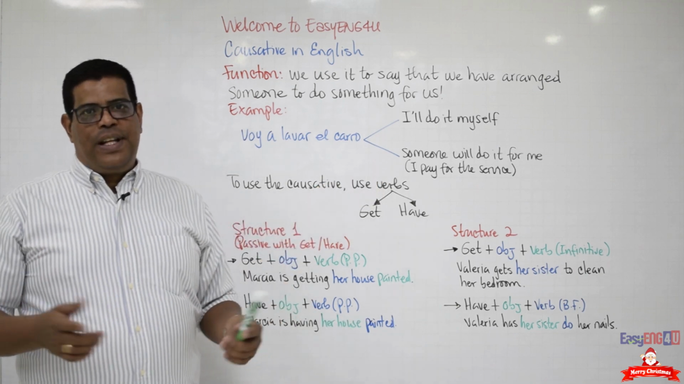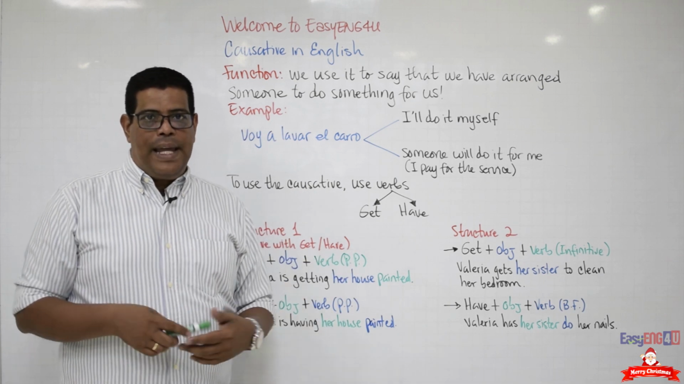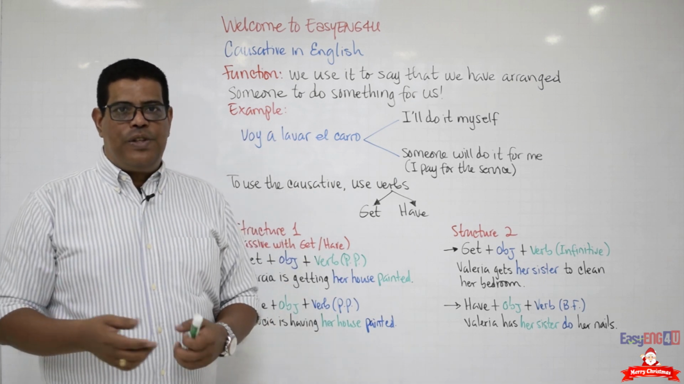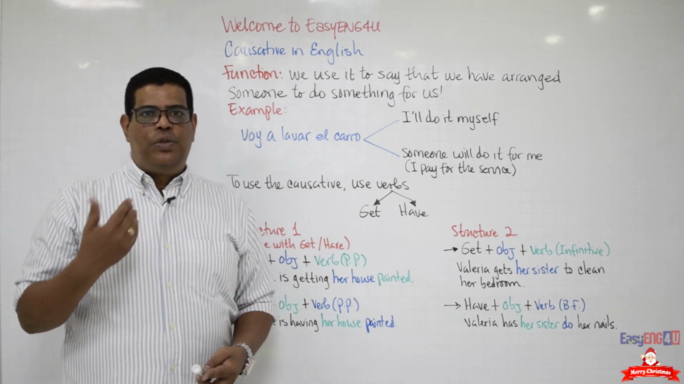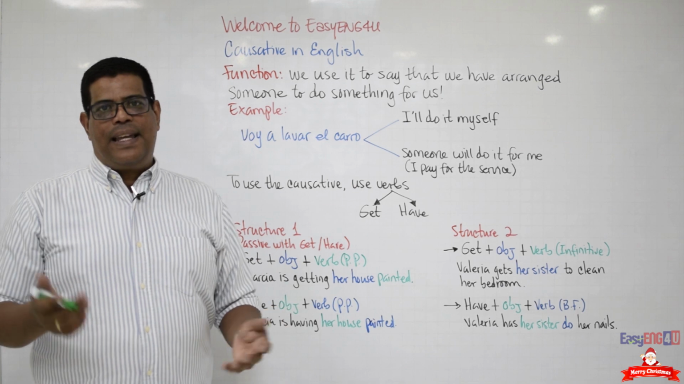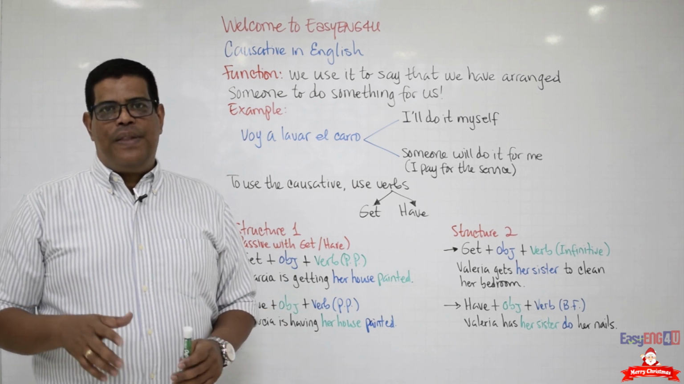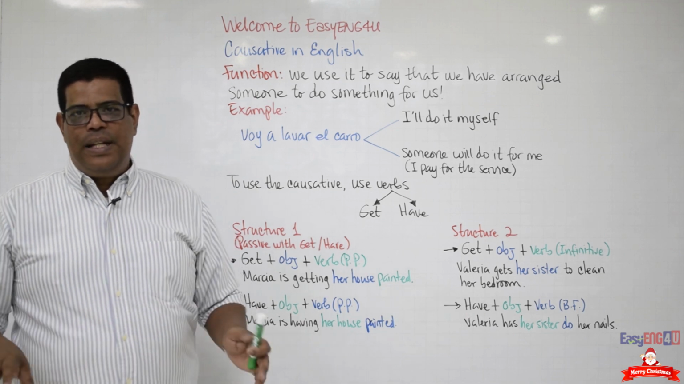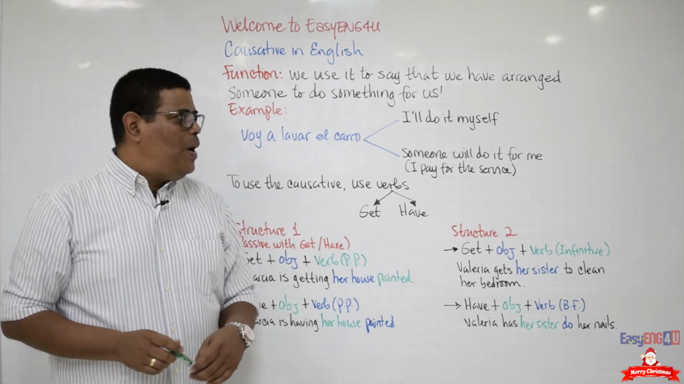So when do we use the causative? When we have arranged for someone to do something for us, which implies that you're paying that particular person to do something for you. That's the causative. It's a very simple explanation, but that's what it is and nothing else. Simple. I told you, it's not too complicated.